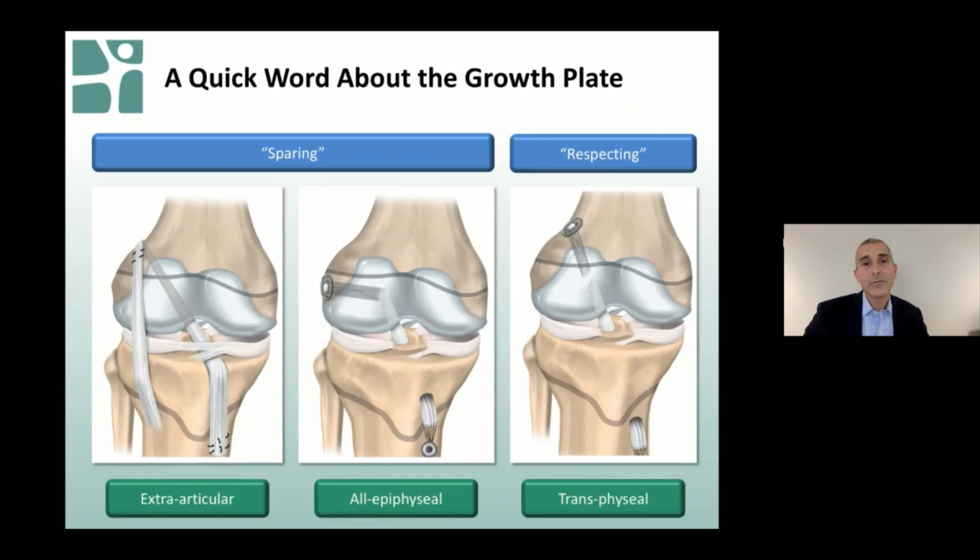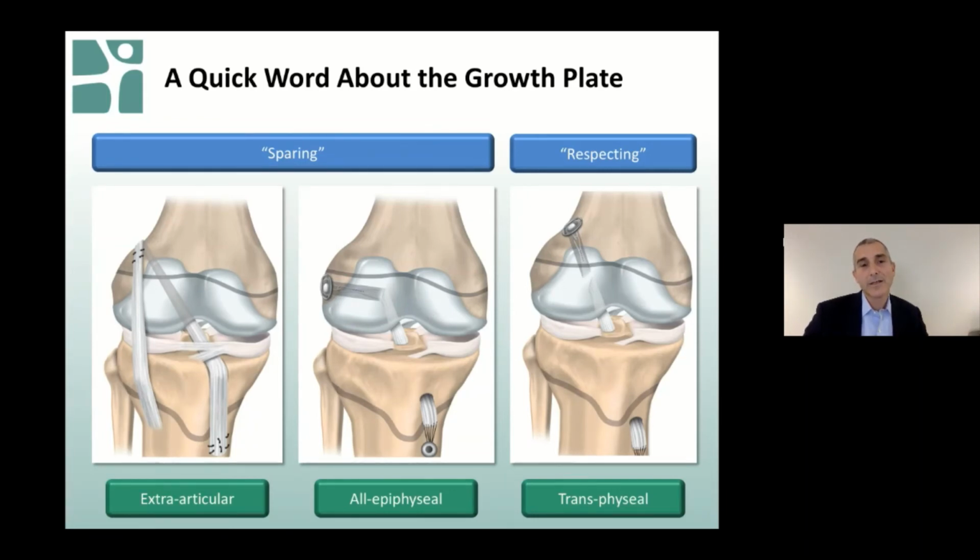I wanted to briefly address the growth plate. I often have families with young patients approach me with an ACL tear and assume that just because the growth plate is open, they must have a growth plate avoiding operation. And that's not necessarily true. But before talking about this, I just wanted to explain a little bit about the different surgeries we do for our young patients. We tend to divide these surgeries into growth plate sparing operations that don't affect the growth plate or growth plate respecting operations.